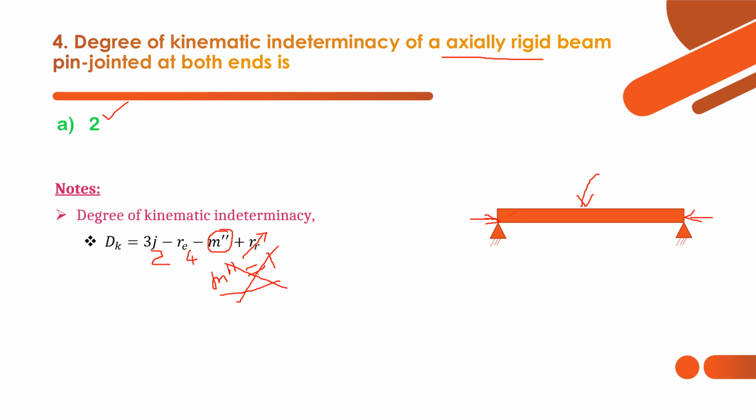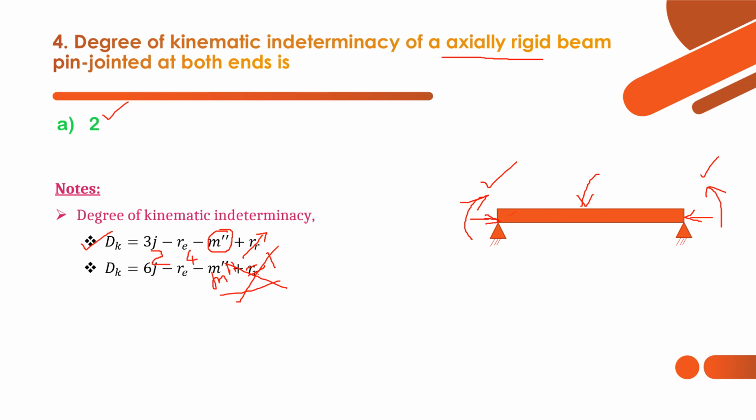What literally is the degree of kinematic indeterminacy? That is nothing but degree of freedom. So here we have one rotational freedom at this support, and in the same way one rotational freedom at the other support. So two freedoms exist in this beam structure. Or simply we can use this formula to find the degree of kinematic indeterminacy.